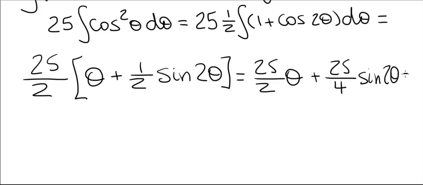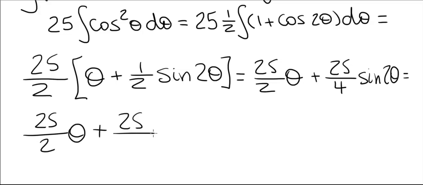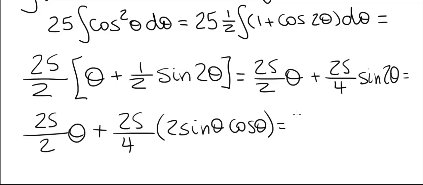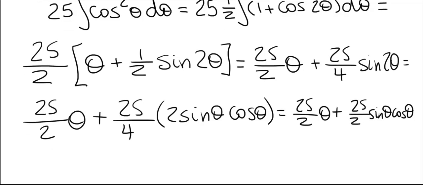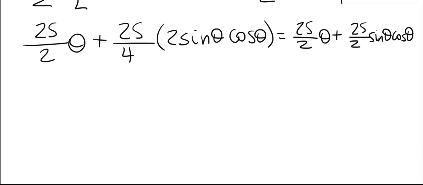We need to apply one more trig identity. We have 25 over 2 theta plus 25 over 4 sine of 2 theta. Here's where the identity needs to be applied. Sine of 2 theta is 2 sine theta cosine theta. So this is 25 over 2 theta plus 25 over 2 sine theta cosine theta. Now, this is the answer in variable theta, but our original integral was in variable x. So our final answer must also be in variable x.